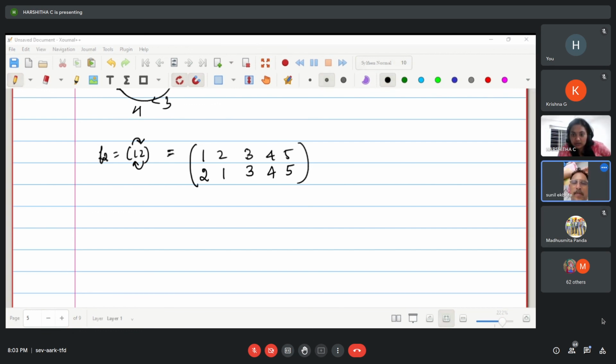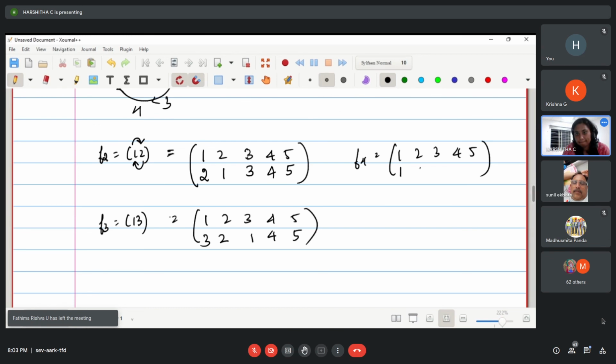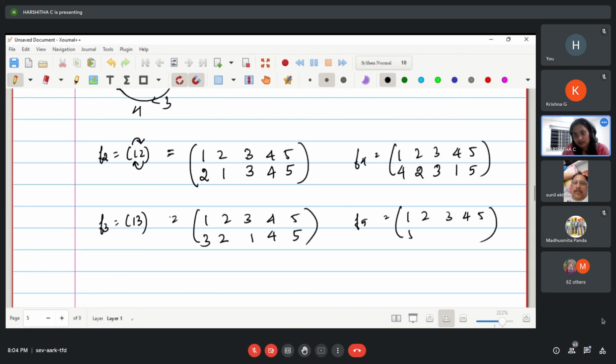Yes, ma'am. So same thing we'll do for F3. So we have 1, 2, 3, 4, 5. I'll be a little fast now. So 1 goes to 3, 3 goes to 1. Rest are all not appearing, so they go to themselves. So F4. And F5.